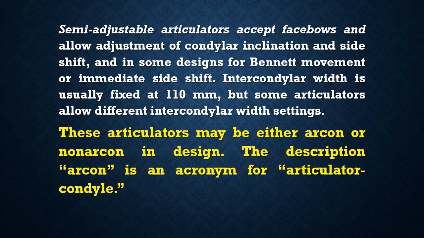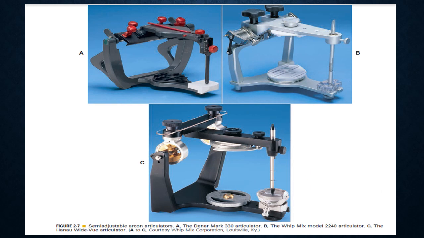These articulators may be either arcon or non-arcon in design, and what is meant by arcon is that it is the acronym for articulator condyle, which means articulated condyle, okay? And the non-arcon is the opposite of the human being. I'm going to explain. As you can see in this picture, this is an example of an arcon semi-adjustable articulator. In the arcon articulator, the condyle is, like in the human, fixed on the lower member, but the condyle pathway is in the upper member like a human being.